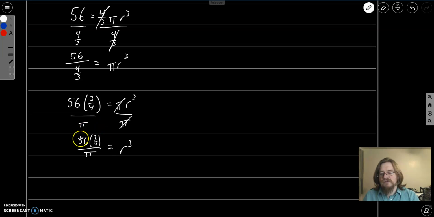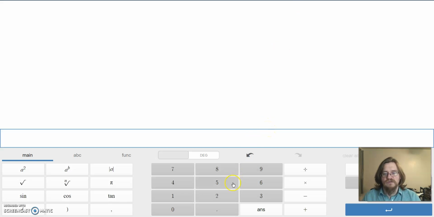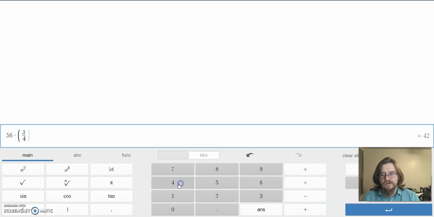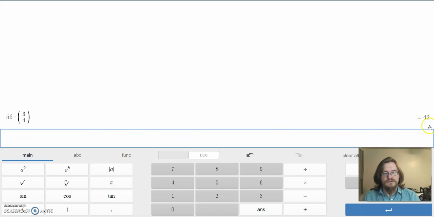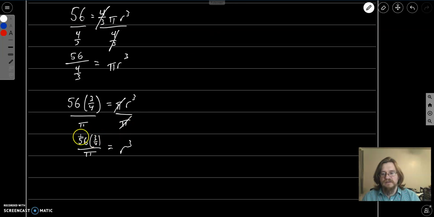And I want to solve this in my calculator first, and then I'll come back to this in a second. So let's come over to our calculator, and we'll take 56, and we will multiply by, and I'll use my parentheses down here so I get 3/4 as one fraction. So it'll be 3 divided by 4. And note, it sort of adds the parenthesis there already, so I can hit enter. So this is 42. So if I come back, the top of this fraction is just going to be 42. So let me write that down. So I've got 42 divided by pi. It's going to be r cubed.